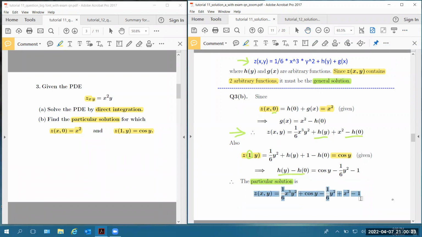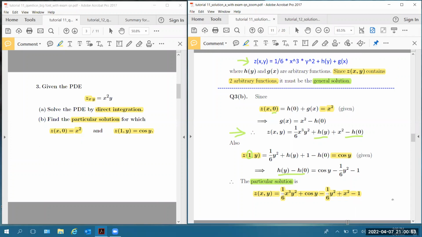If we look at this solution here, we see that everything is just x and y. Are there arbitrary functions? No more. So this is the general solution, and this one is the particular solution. The first line here has arbitrary functions, so we call it the general solution. This one has no more arbitrary functions, so we call it the particular solution.